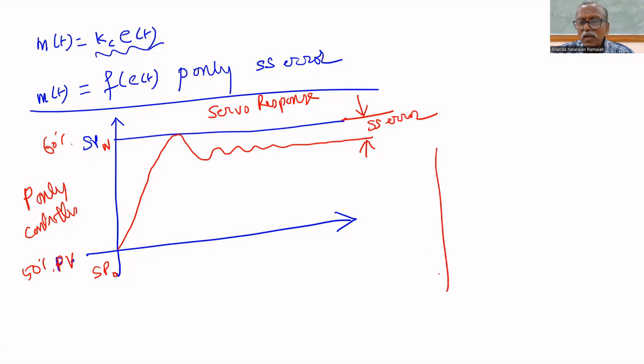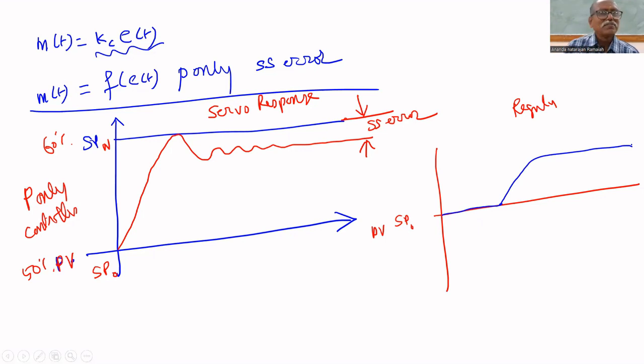If it is a regulatory response, what happens? Let us assume that there is no controller. The set point is held here, and the process variable is also along with the set point up to this point. At this point, some disturbance comes into the process. That's why the process will deviate and settle here. No controller, so open loop. Because of the disturbance, it deviates and settles at a new value.